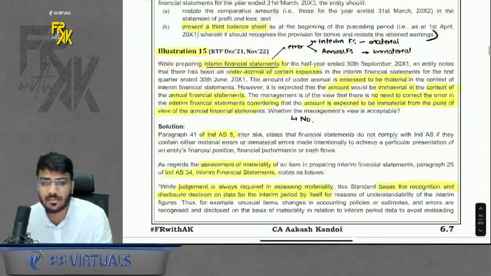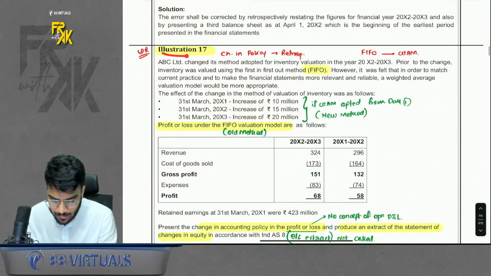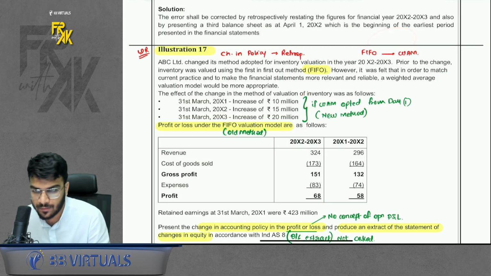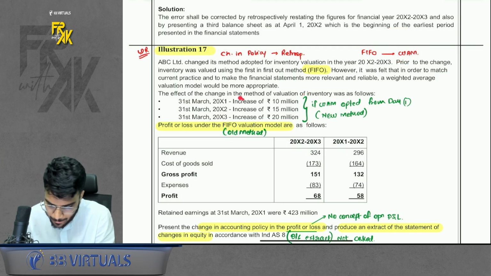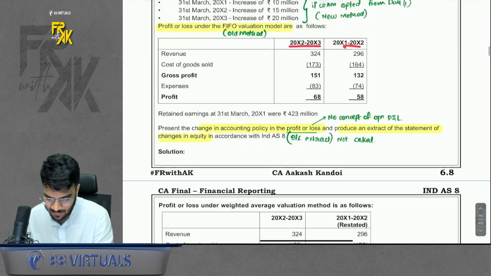Direct questions are there. Please give it a read. I'm focusing more on those questions which are critical. Illustration number 17 is there. So basically in this question, we are changing the policy from FIFO to weighted average. And because you are changing, the retrospective impact has been given. As if you are following the new method from previous 3 years, there would have been such an increase in the closing stock. Okay.